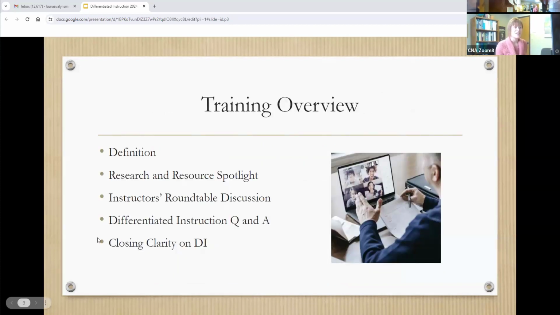The overview of our training time today is we'll have a brief time to define differentiated instruction. We'll consider some of the research and the resources available on this topic, and we'll have abundant time for instructor roundtable discussion for all of those of you who prepared a few thoughts for today's conversation. Also we'll have some time of Q&A and some closing clarity on differentiated instruction.